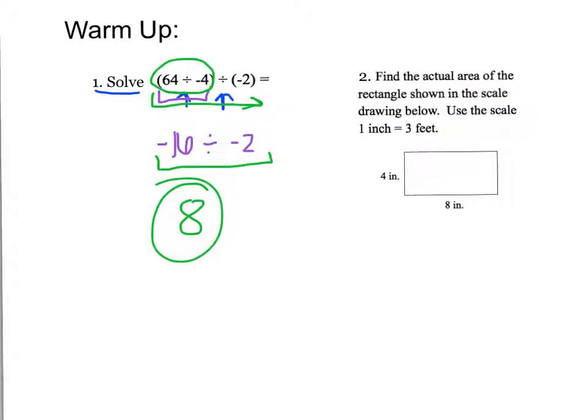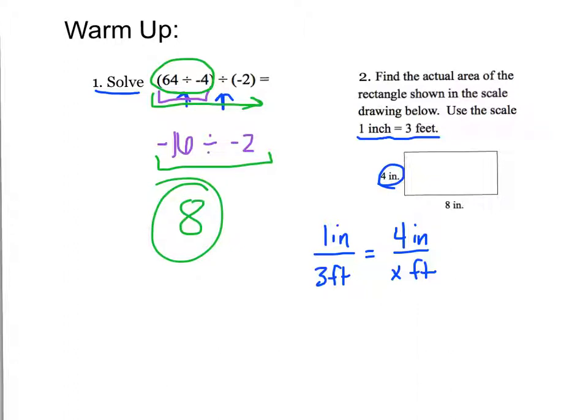Now, over on number 2, it says find the actual area of the rectangle shown in the scale drawing below. And it gives us a scale of 1 inch equals 3 feet. I like to set up proportions. So I know 1 inch is 3 feet. So I know 4 inches is how many feet?